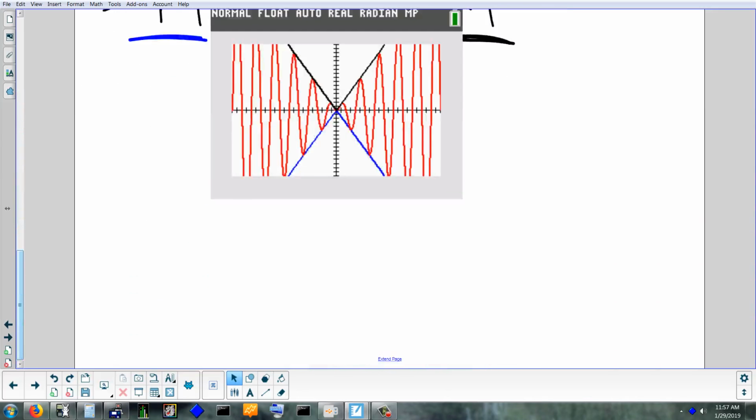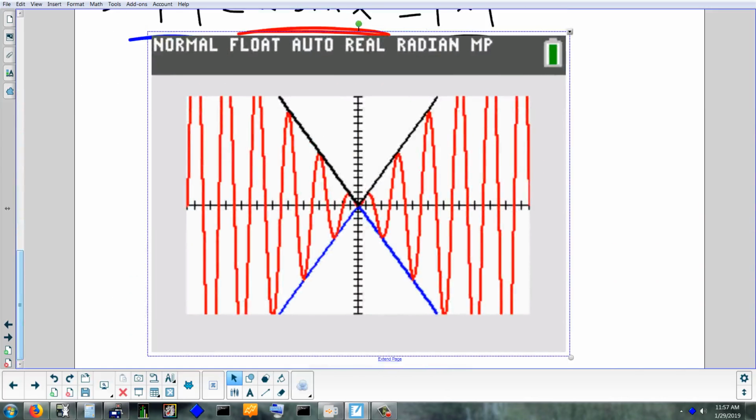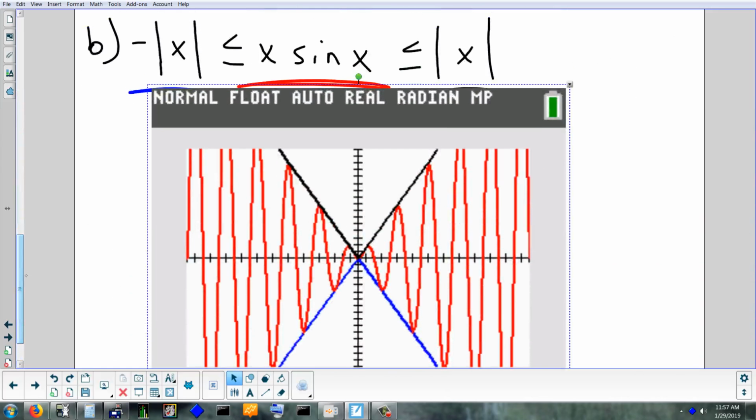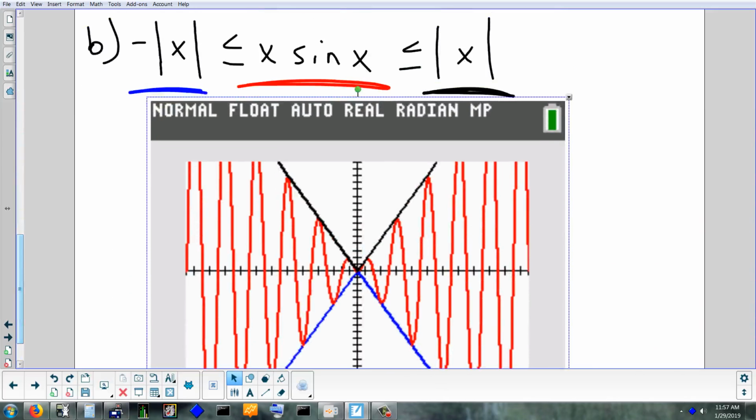All right, so let's see if we can finish up and answer that question. So I'm looking for where the graph in red is above the blue and below the black. Where is the graph in red above the blue but under the black? Yeah, everywhere, the whole thing, from negative infinity to infinity. That's always going to happen. Now, if it was the opposite, if it never happened, you could just say no solution. But that's everywhere.